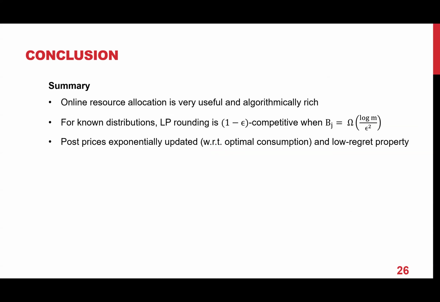So long story short, the main things that we learned are, first of all, what online resource allocation is, why it's very useful and algorithmically powerful. For known distributions, things are quite easy. You can get a 1 minus epsilon approximation just by doing LP rounding, as long as the budget is like log over epsilon squared. But it turns out you can also get similar guarantees, polylog over poly epsilon, even when the distributions are not identical, even using what we call exponential prices. You have to use some kind of a low regret or no regret property, the properties of things like online learning for multiplicative weights.